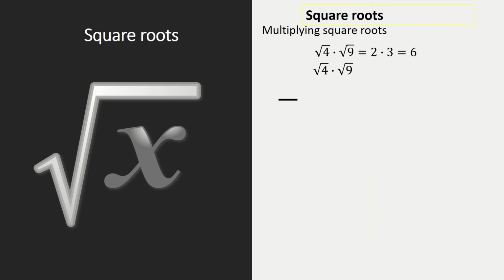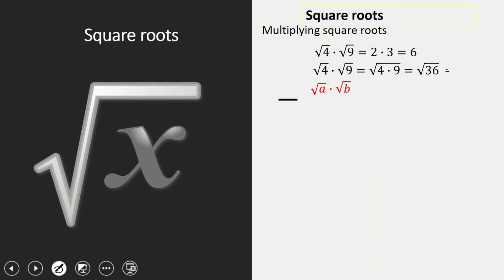And you can see that in this case. The square root of 4 times the square root of 9 is the same as the square root of 4 times 9, which is the square root of 36, which is also equal to 6. So this is also equal to 6.